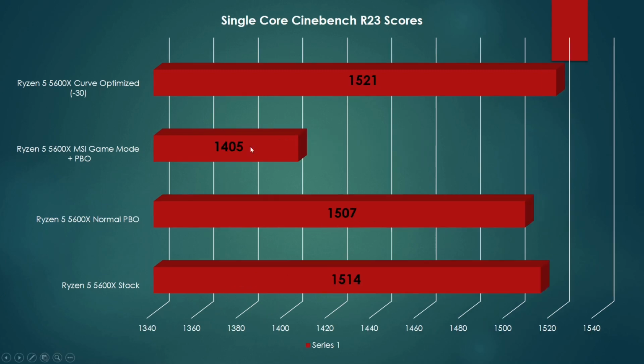Here also you can see the single core scores, and this game mode is something messed up in MSI boards. It's so low. And also here you can see the single core score, 1512, is greater than 1507 of the normal PBO. I will explain why this is.